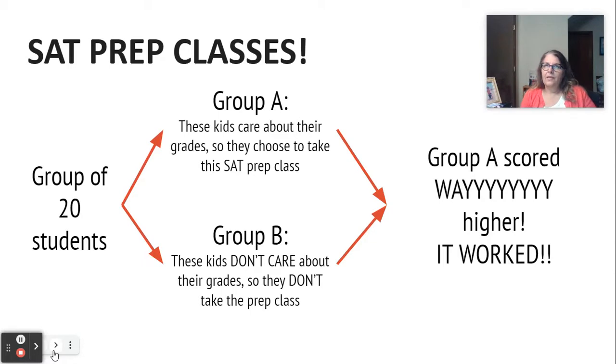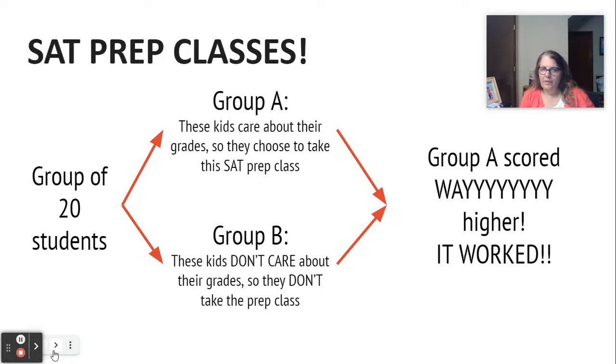Well, the problem is when you look at what group A is, these were kids that cared about their grades and they chose to take this SAT prep class. But their motivation to do well was created long before they took this SAT prep class. And the kids in group B, they didn't care. So if they didn't care about their grades, they don't take the prep class. Not that they couldn't do well, but they didn't have the motivation to want to.